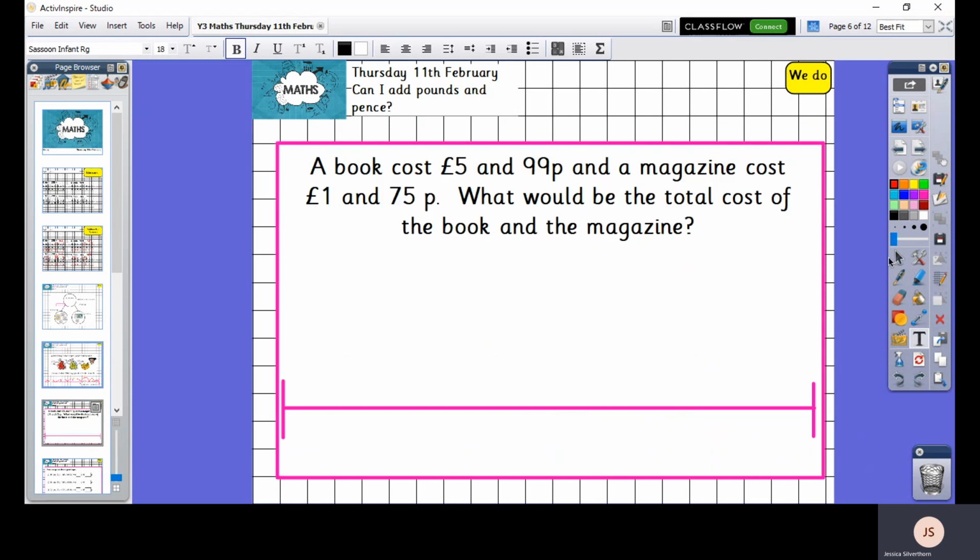Let's have a little look at this question. A book cost £5.99 and a magazine cost £1.75. What would be the total cost of the book and the magazine? What I'd like you to do here is to use the number line and pause here. Try and add up the pounds first and then work out the pence. See how you get on.